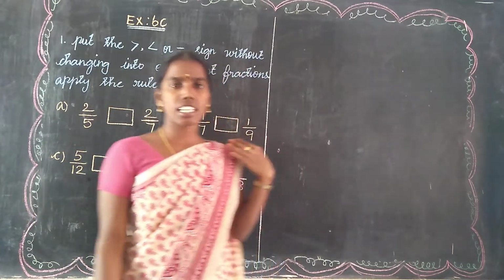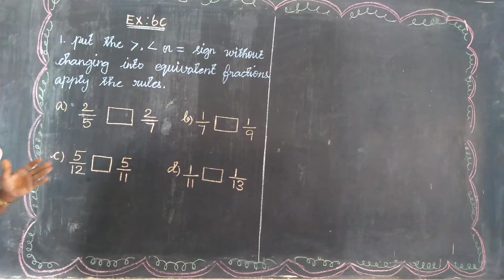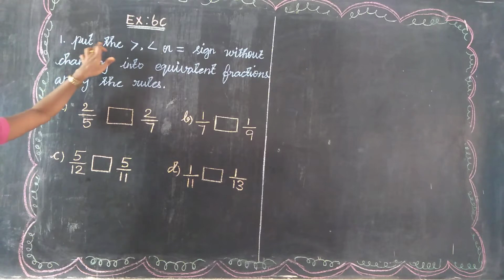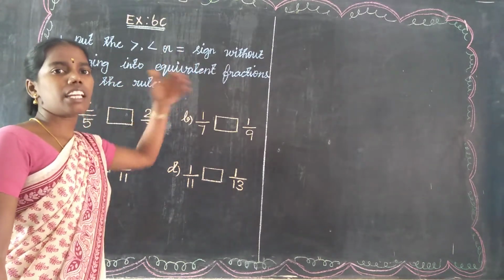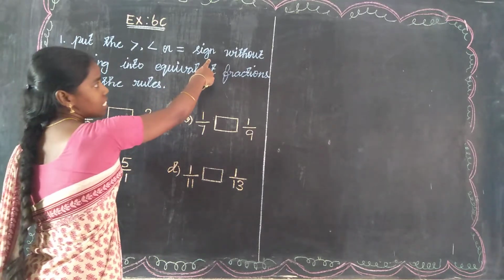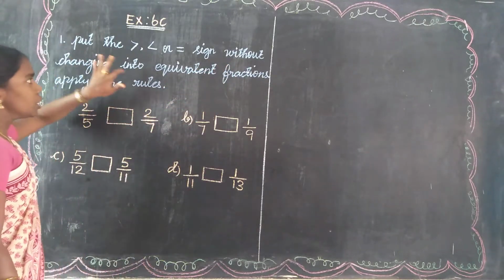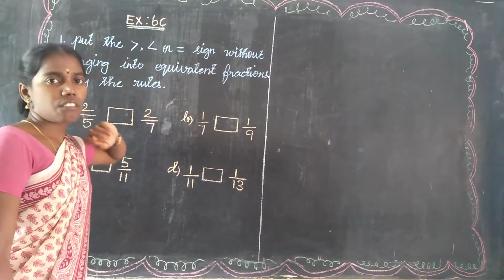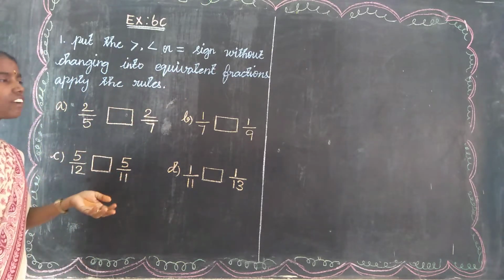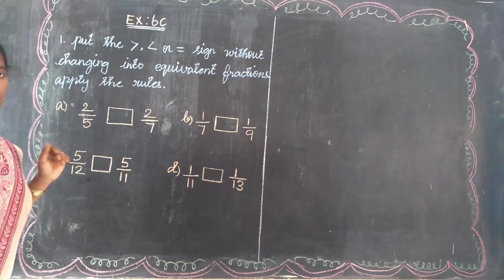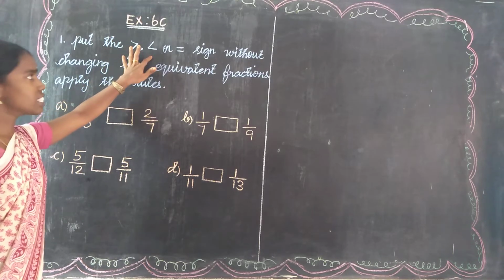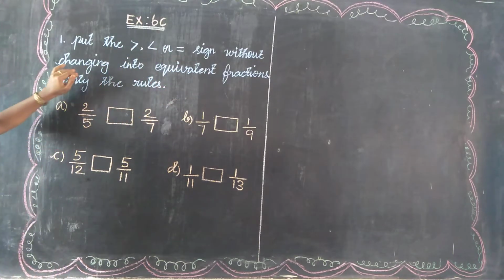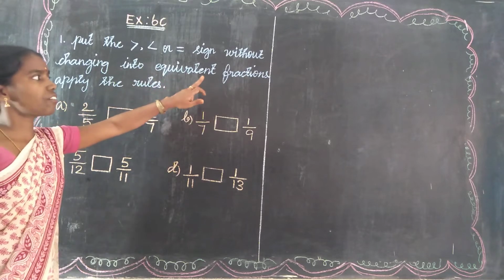Students, this is the exercise 60C problem, first Roman. See the problem: put the greater than, less than or equal sign without changing into equivalent fractions. Without changing into equivalent fractions, apply the rules.